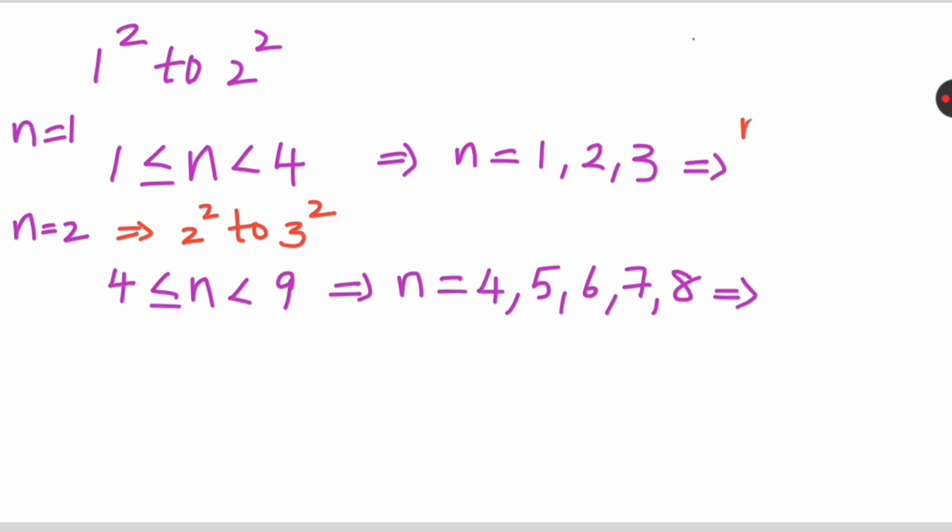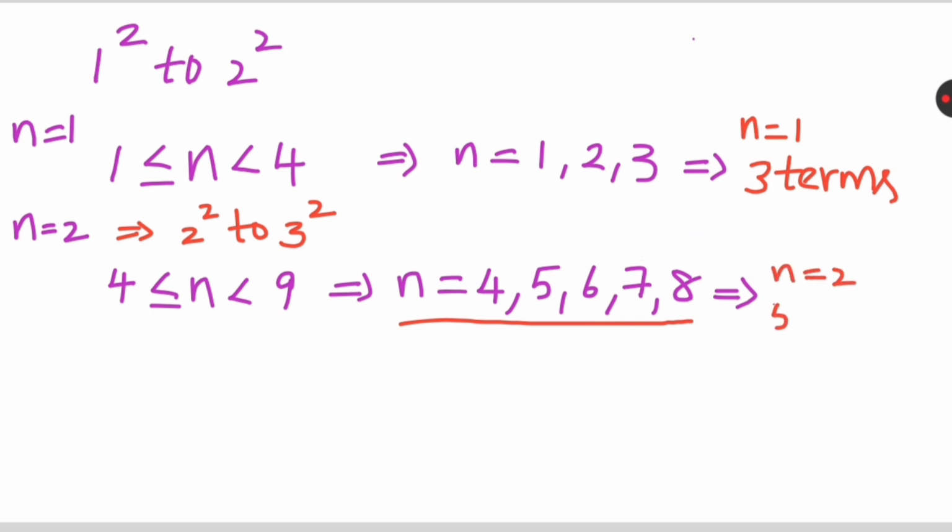Here we are considering n as 1. How many terms are we getting? We are getting 3 terms. Here n is 2. How many terms are we getting? 1, 2, 3, 4, 5. When n is 2, we are getting 5 terms.